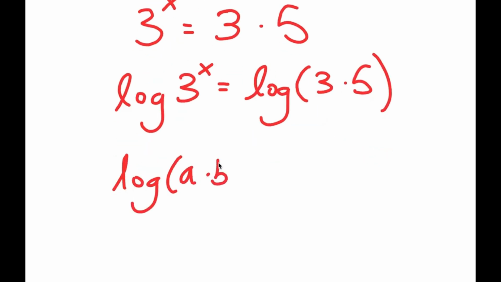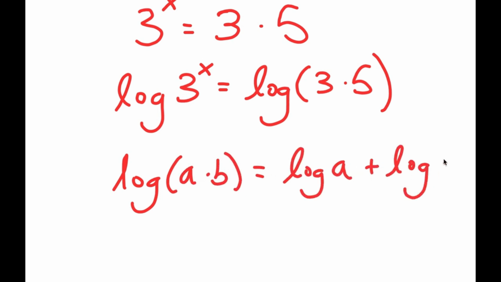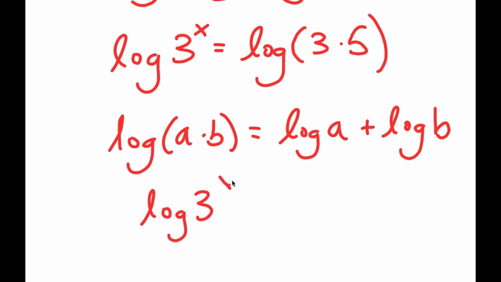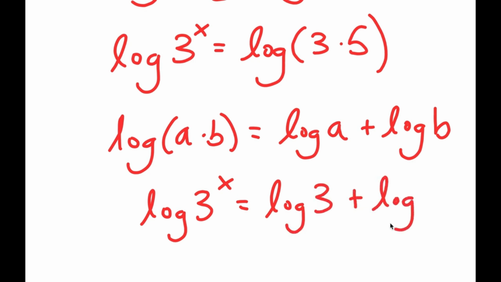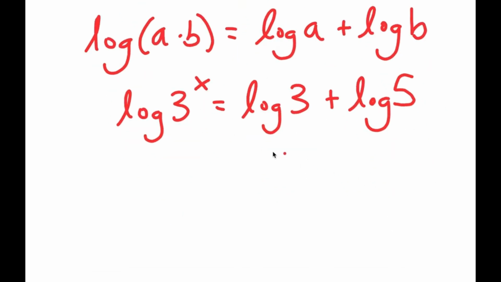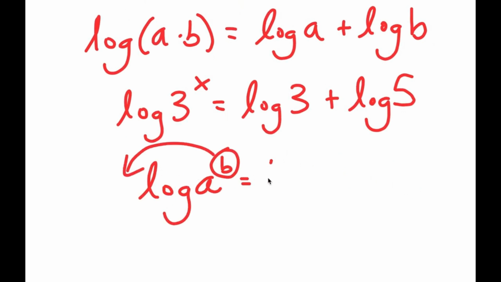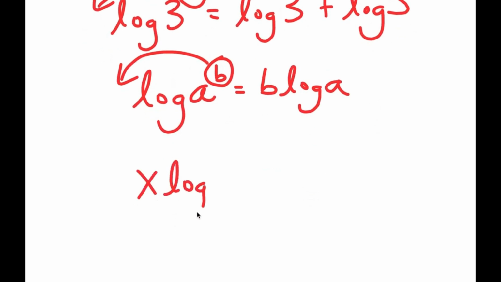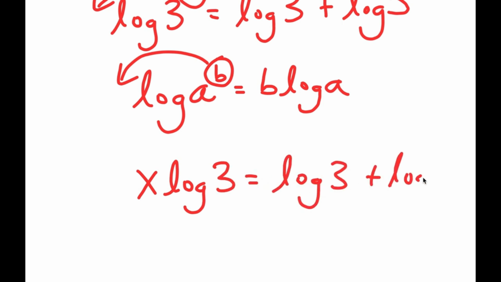And if I have something in the form log a times b, this is equal to log a plus log b. So log of 3 to the power of x, this is equal to log of 3 plus log 5. And if I have something in the form log a to the power of b, I can move the b to the front, so I get b times log a. So log 3 to the power of x, I can move this to the front, and I get x times log 3 is equal to log 3 plus log 5.